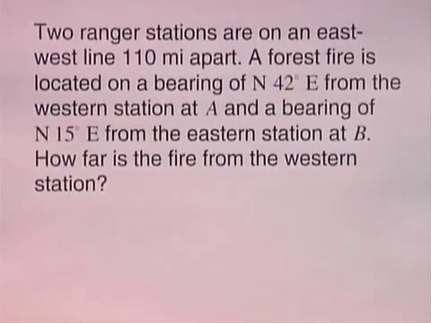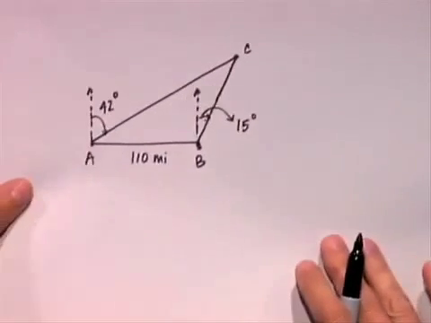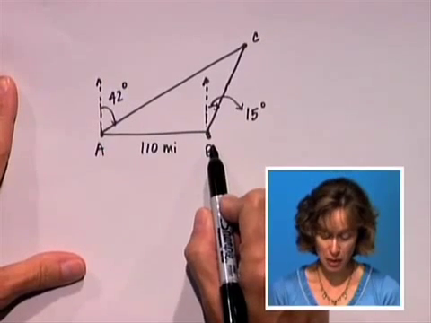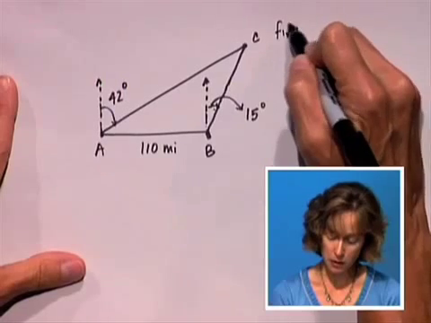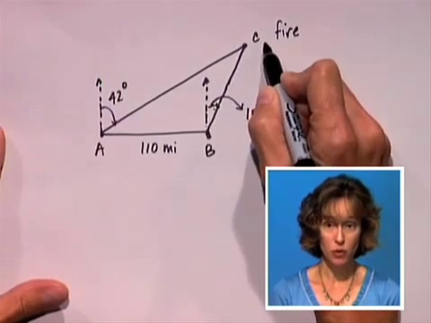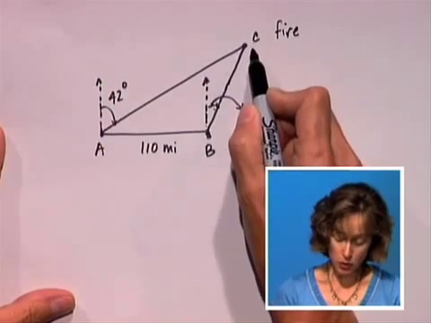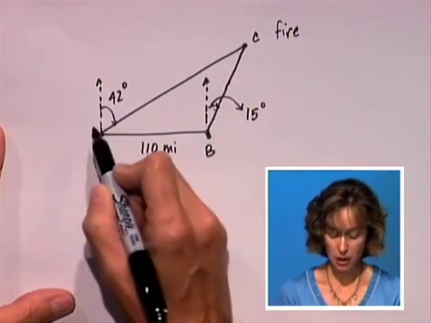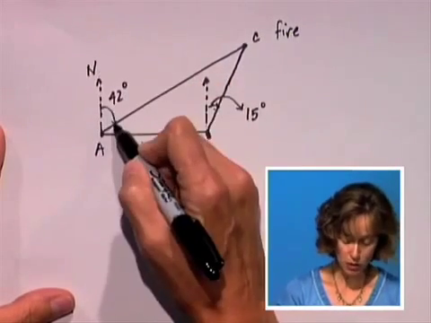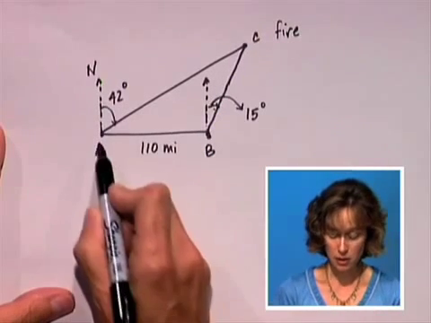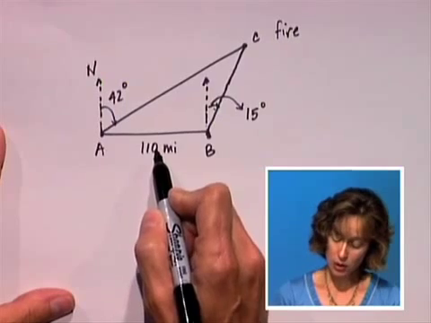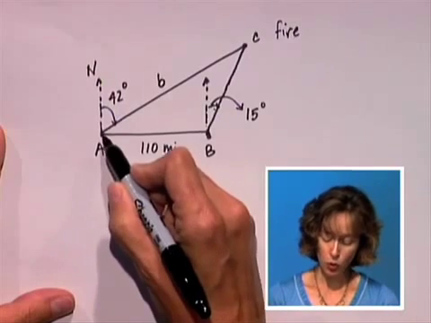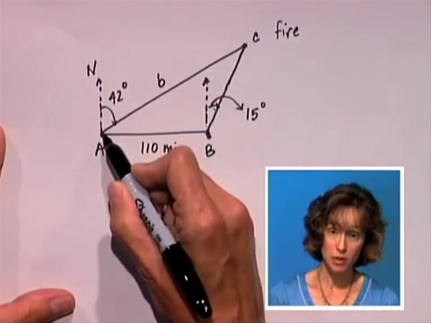Well, it's a good idea to draw a picture for this problem, and I've done most of that. Here's station A. Notice that it is west of station B. The fire is here at the location that I've called C. C, or the fire, is north 15 degrees east of station B, and north, this is a north line, 42 degrees east of station A. Station A and B are 110 miles apart, and the question is for us to find what I would call side B in the triangle, in words, how far the fire is from station A.